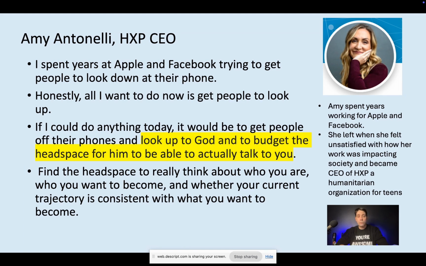And I've been on these trips, and they're incredible. One of the reasons why they're so successful is because they take cell phones away from students. But I love this idea of let's give headspace to God. Let's look up to God. And let's budget the time for Him to actually talk to us. And that was what we're going to do in seminary.